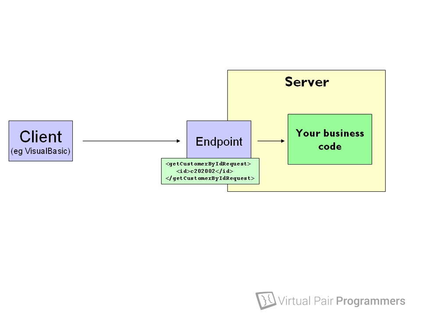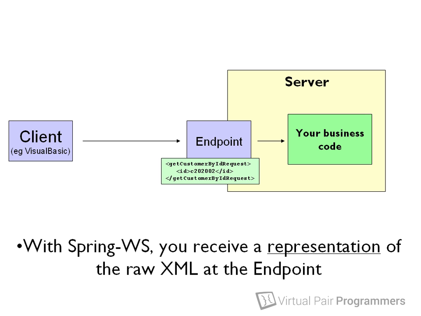And our endpoint is going to receive that XML document. Because we're using Spring WS, our endpoint is effectively going to receive that raw XML. Well, actually, let's be more specific. The XML isn't just going to be a string containing the XML document. It's going to be more accurately a representation of the raw XML.